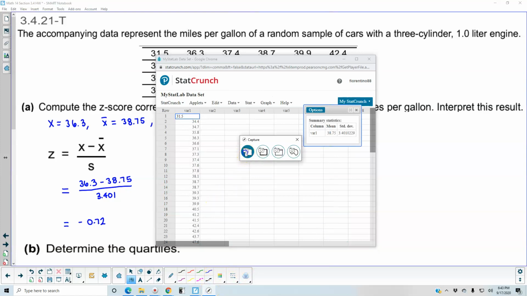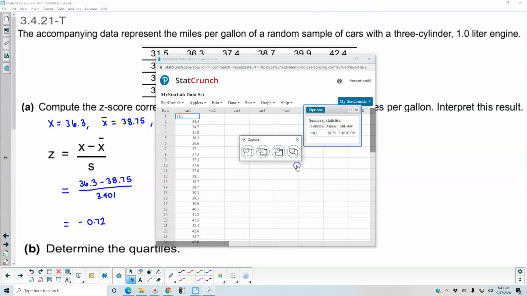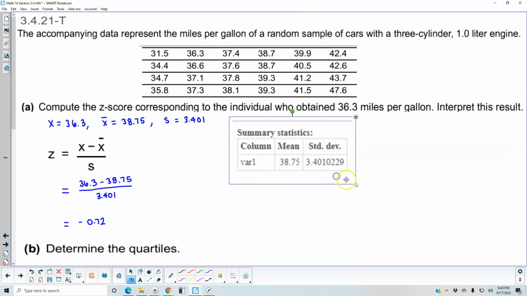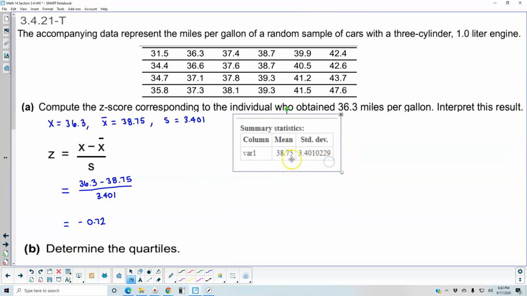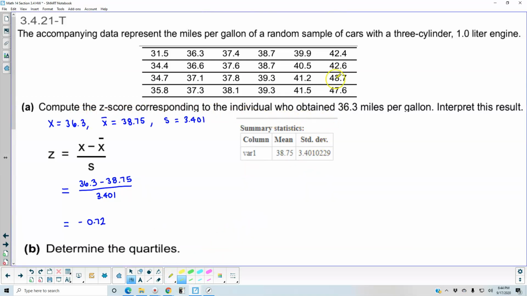So I'm going to copy that information. This is how you can generate your mean and your standard deviation, or you can do it by hand. But that's why we have StatCrunch in this scenario, to get this information quickly. So now we want an individual who obtained 36.3 miles per gallon, and we're using that as the X data value. So X is going to equal 36.3.